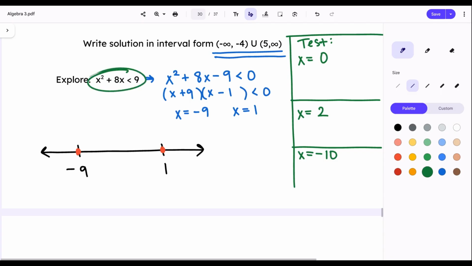I would just go back to your original equation and plug it into that. I'll give you a couple minutes. I want you guys to do that. I want you to test all 3 of those and see if you can figure out where we would shade on our number line.